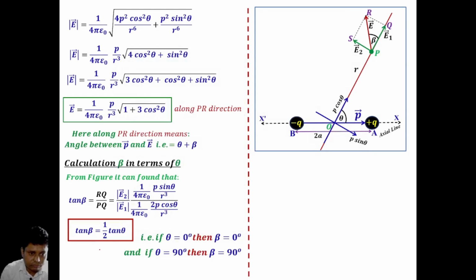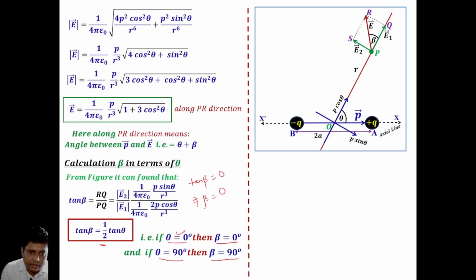From this expression, tan beta equal to half tan theta, we can find that if theta is 0, beta is also 0 degree. If theta is 90 degree, beta also will be 90 degree. How is it? Suppose we consider theta to be 0 degree. That means tan beta will be how much? 0. That implies beta has to be 0 degree.